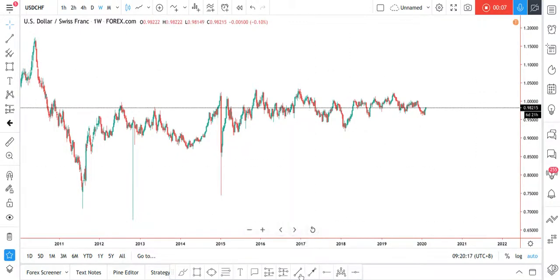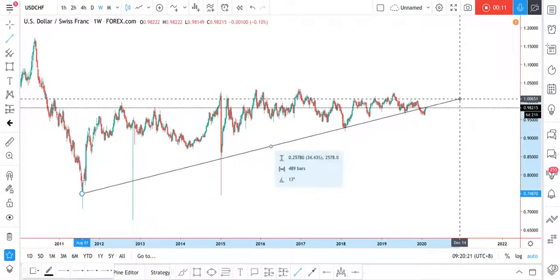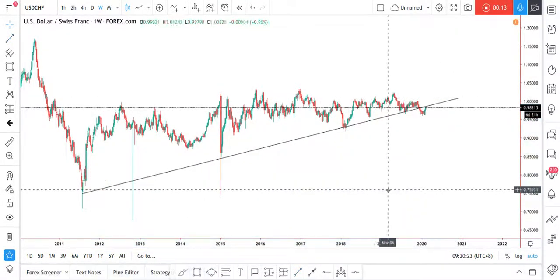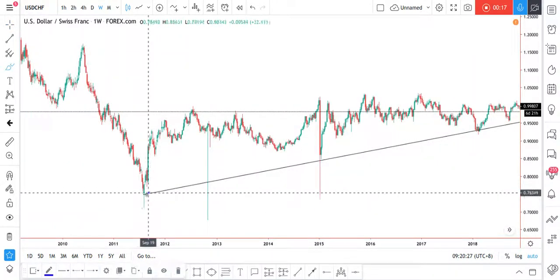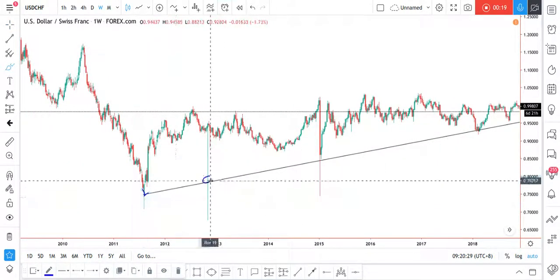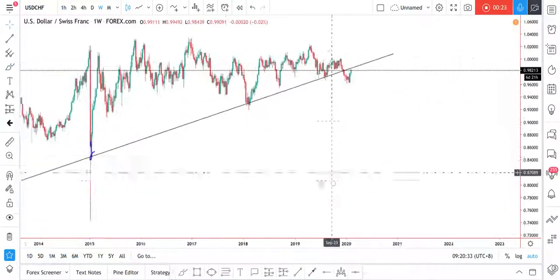Let's have a quick look at USDCHF from a weekly perspective. If you take a counter trend line from this low over here and put this counter trend line like this, you'll be able to see that this counter trend line has many times touched here as support. We have support this side as well.